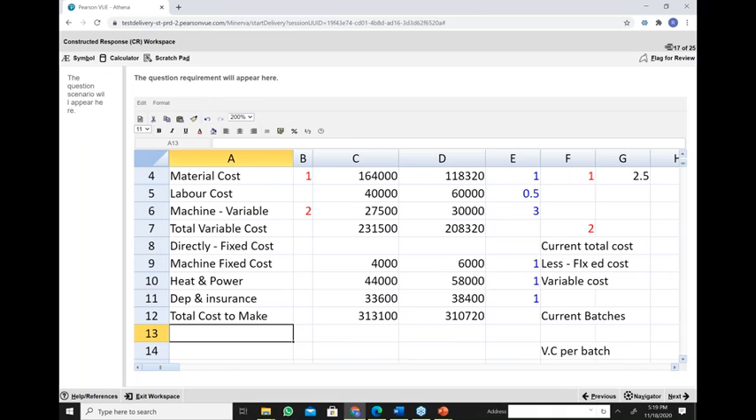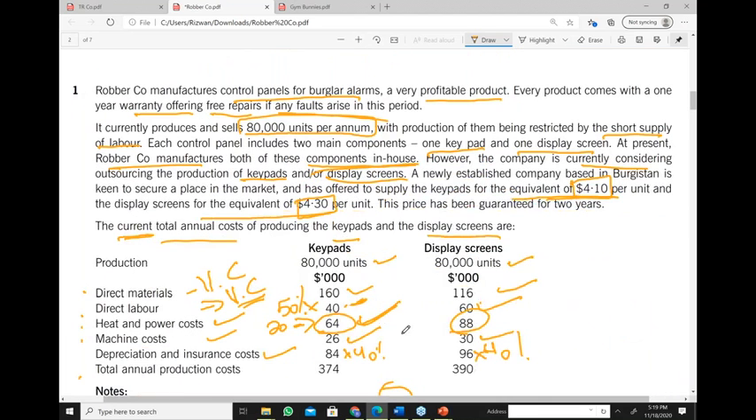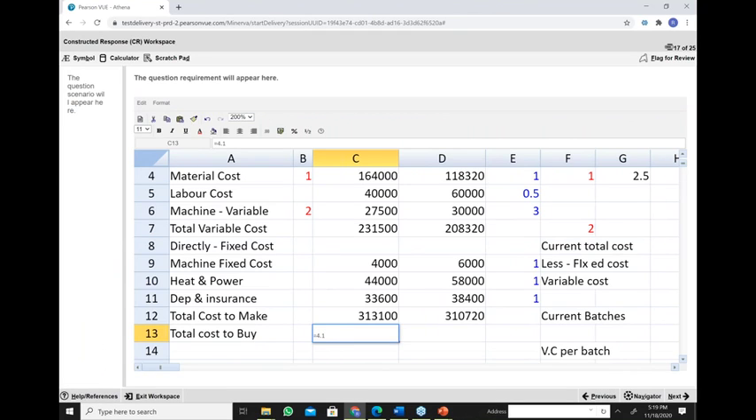Now let's compare this with total cost to buy. So how much is the cost of buying per unit? Given in the question, it's 4.1 and 4.3. 4.1 multiplied by 80,000. Buying from outside will cost you 328,000 for keypads. 4.3 multiplied by 80,000. Buying display screens from outside will cost you 344,000.